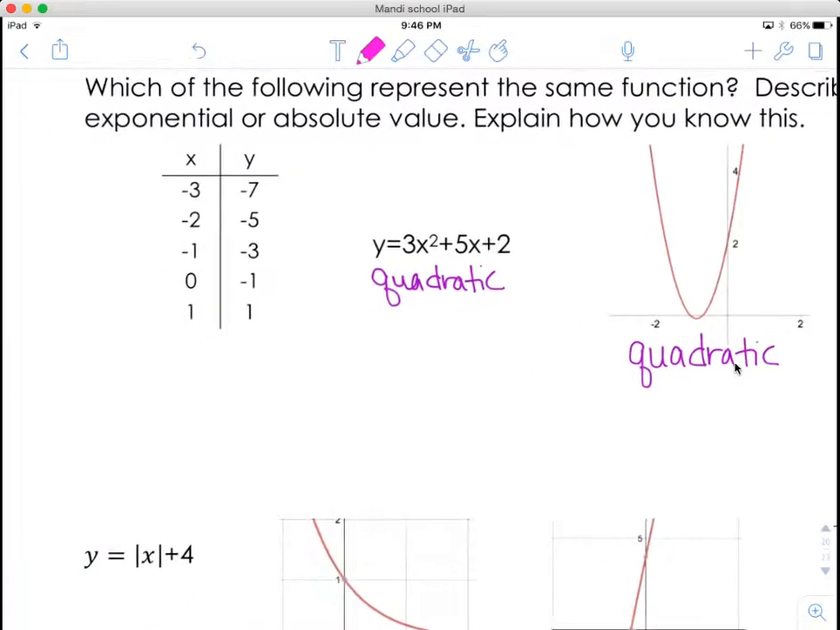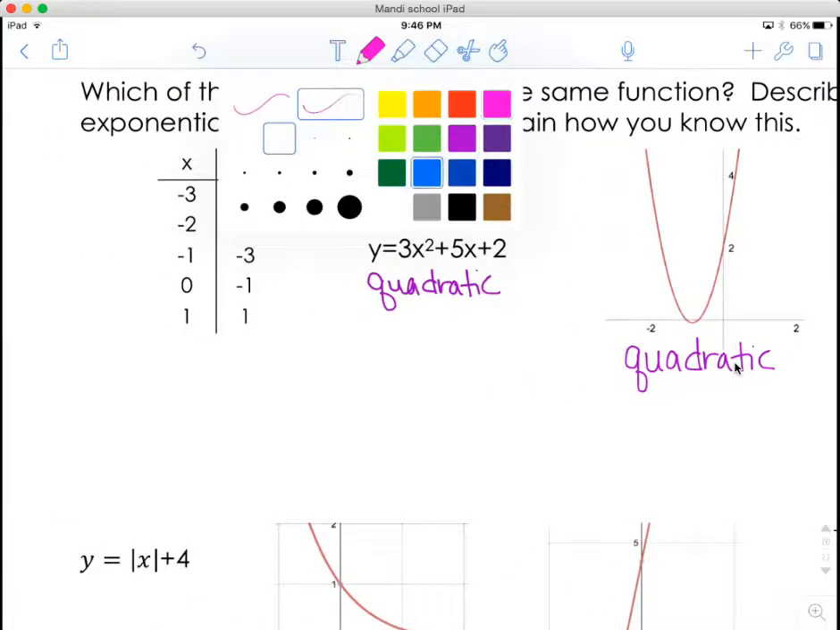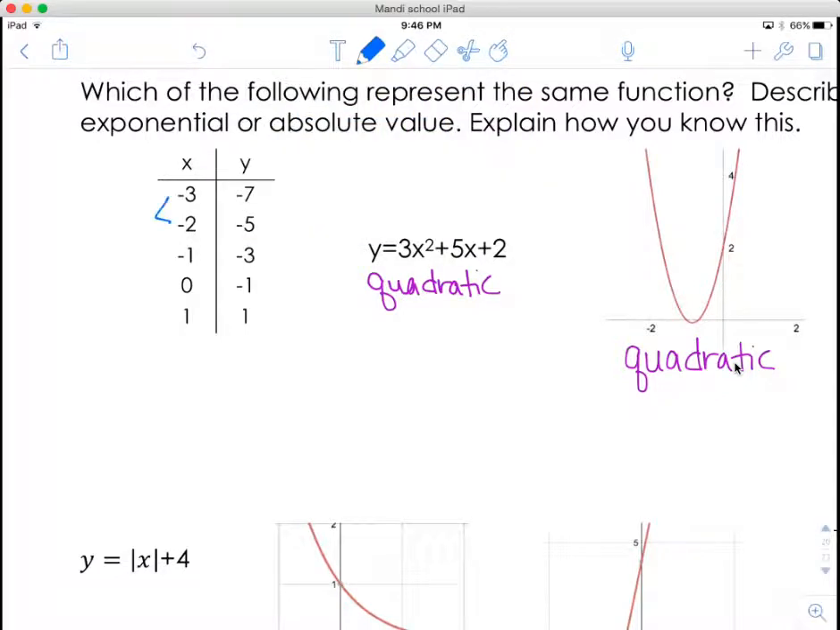So now we need to go back to the table and we need to compare. So first of all, are these increasing by the same? It doesn't have to be 1, it just has to be the same. And what's happening here? So from -7 to -5, it goes up 2. -5 to -3, it goes up 2. -3 to -1, it goes up 2. -1 to +1, it goes up 2. If it increases at a constant rate, this is linear.